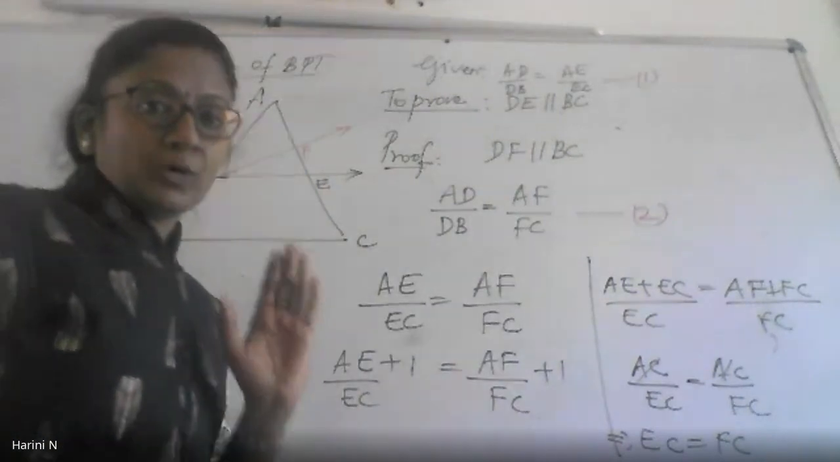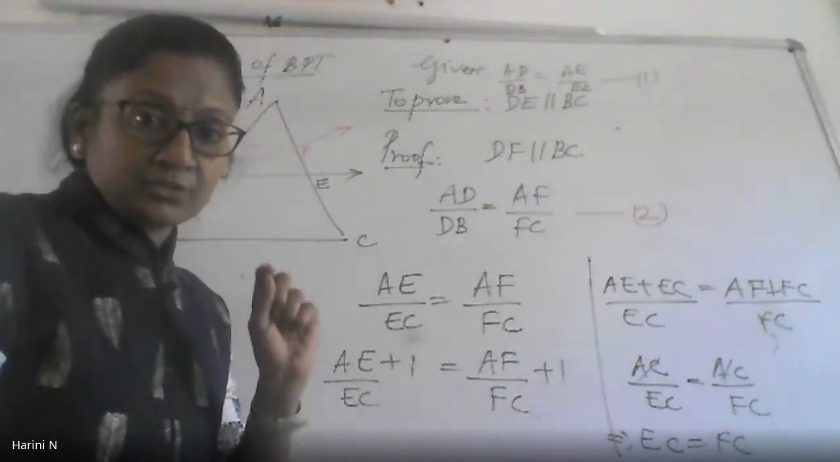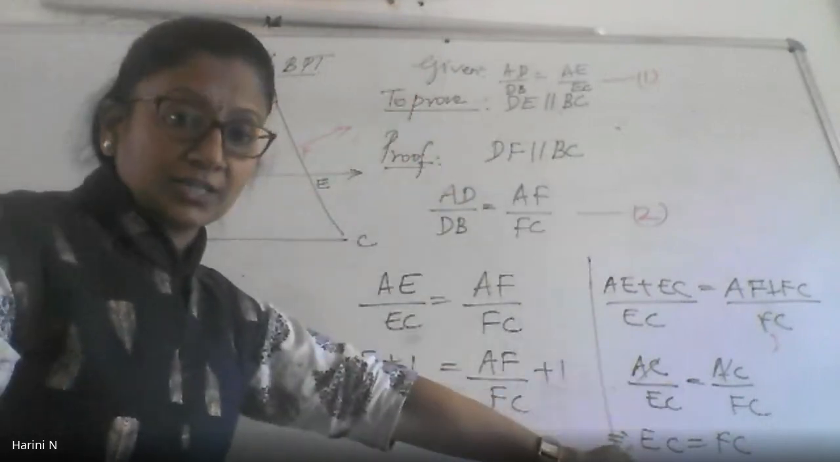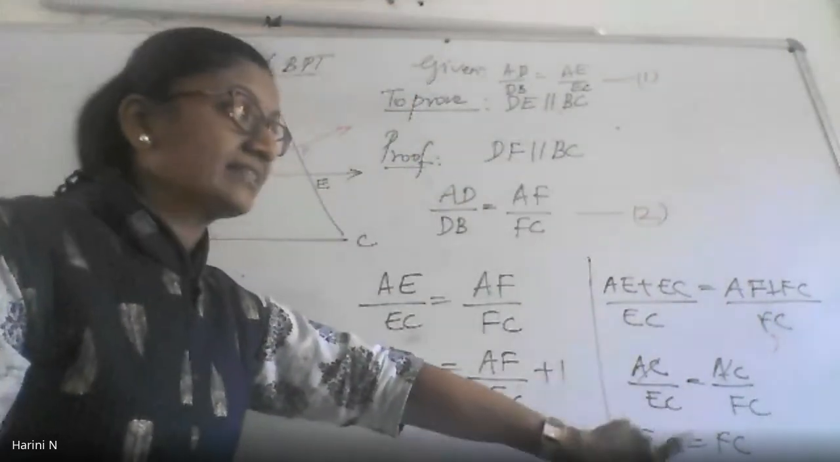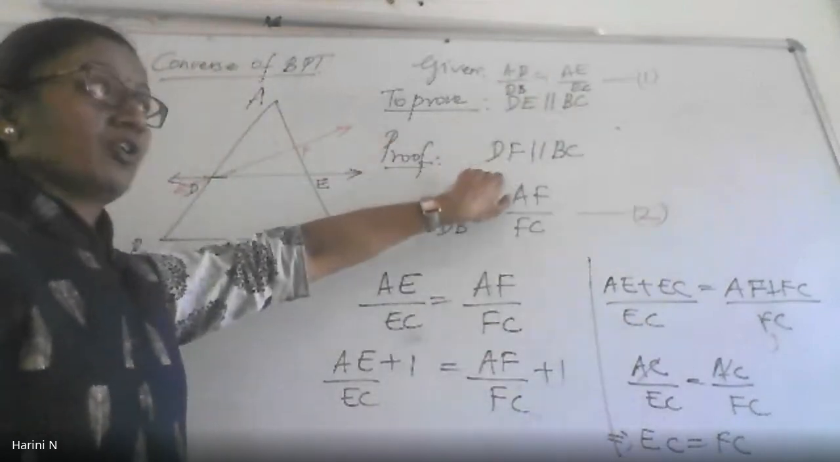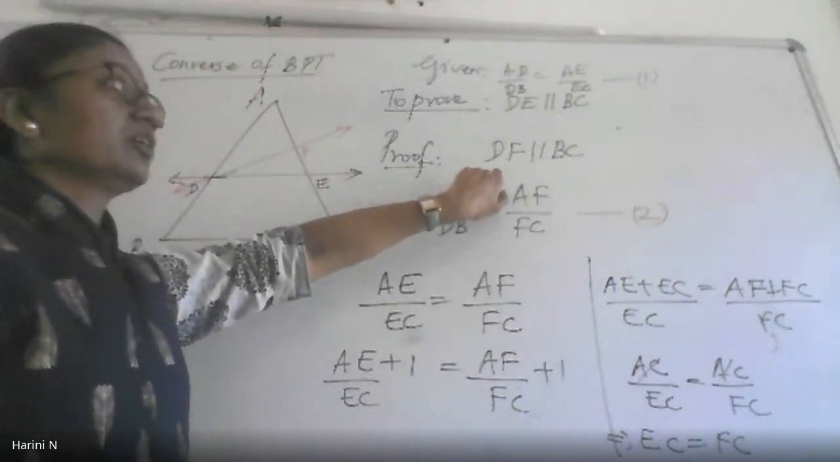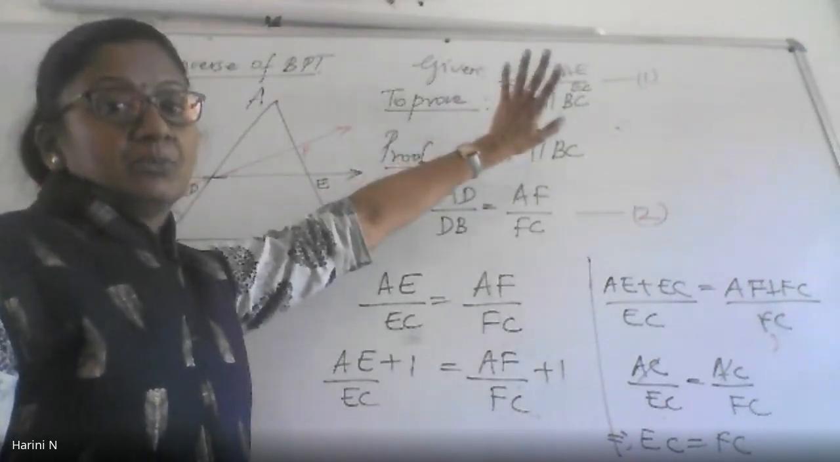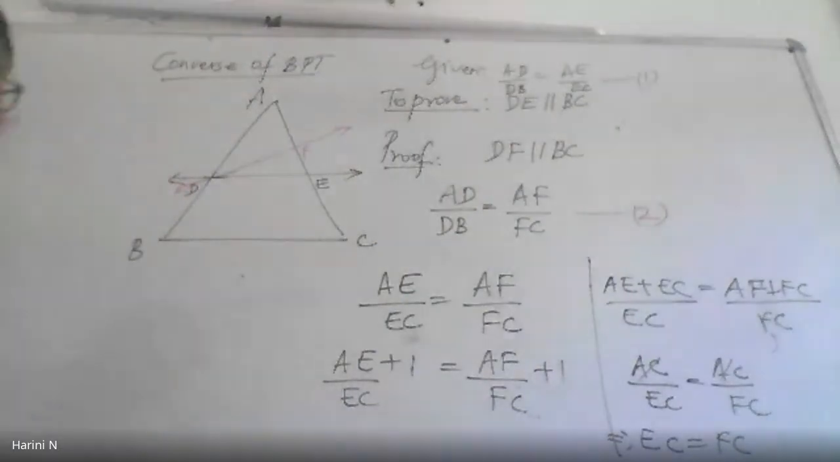The proof works on contradiction. You start with a wrong assumption, you end up with a wrong conclusion. So you go back and say, this is not true. Why is it not true? Because my assumption was wrong. Your assumption is wrong means what? What is given was true. That means DE is parallel to BC is true, and hence the proof.